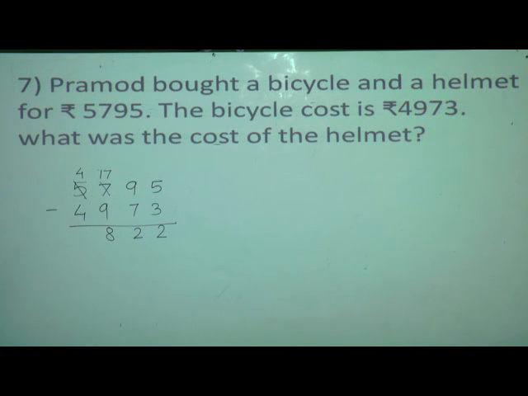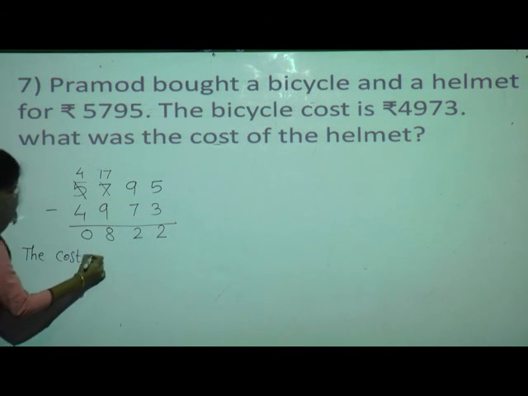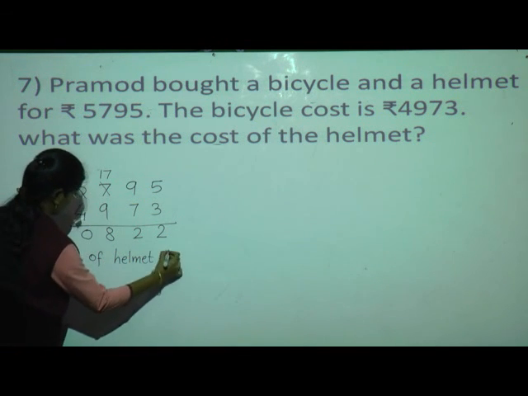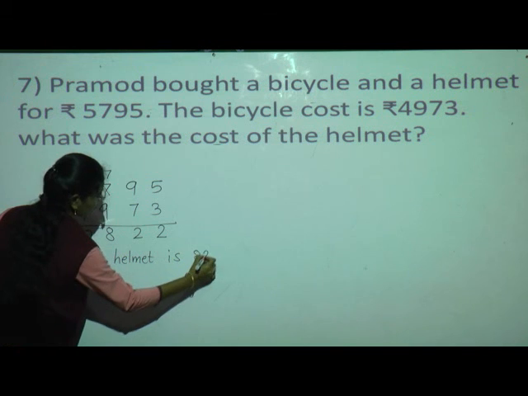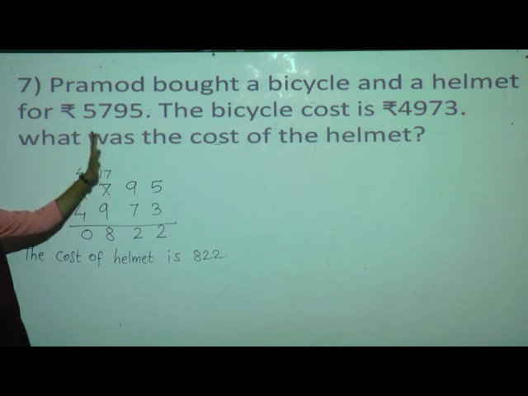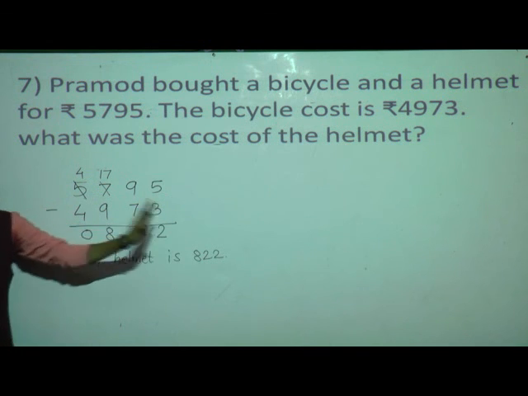Then see the thousands place. Here 4 is there, here also 4 is there. 4 minus 4 is equal to 0. So what is the answer? What was the cost of the helmet? The cost of the helmet is 822. This is the cost of the helmet. So in this way you can solve the question number 7.